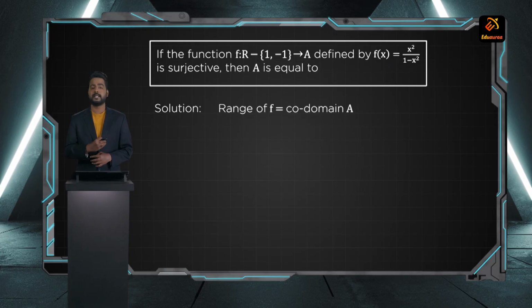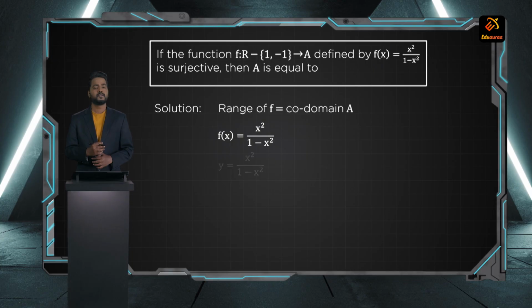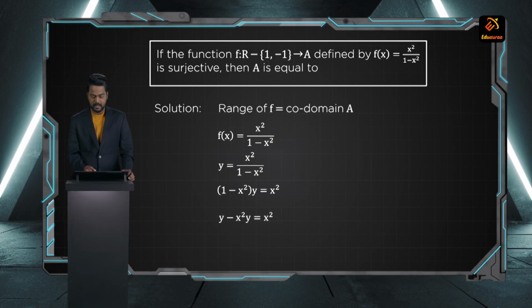So according to the question, the range is the codomain because it is a surjective function. So f of x is nothing but x square upon (1 minus x square). So f of x can be written as y. So y is equal to x square upon (1 minus x square). On simplification, it will be (1 minus x square) the whole into y is equal to x square. On further simplification, y minus x square y is equal to x square. So y is equal to (1 plus y) the whole into x square.